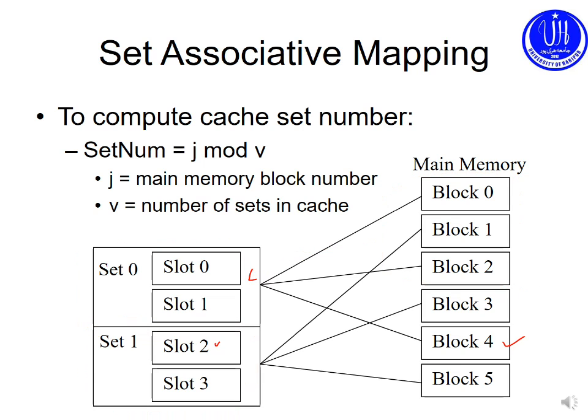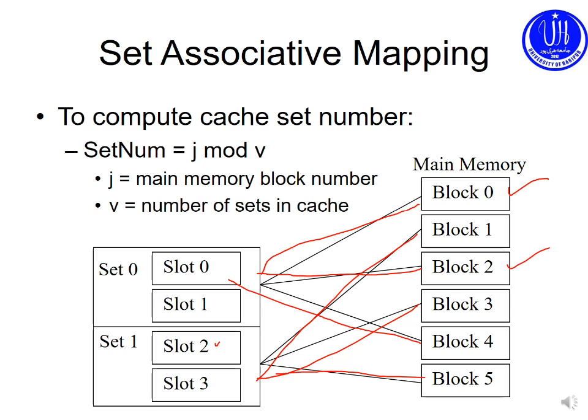Let me clear the screen. Again, here you can see set 0. So block 0 can come here, block 1 here, block 2 here, block 3 here, block 4 here, and block 5 here. So blocks 0, 2, and 4, these 3 blocks, come to this set, and the remaining 3 blocks come to this set.